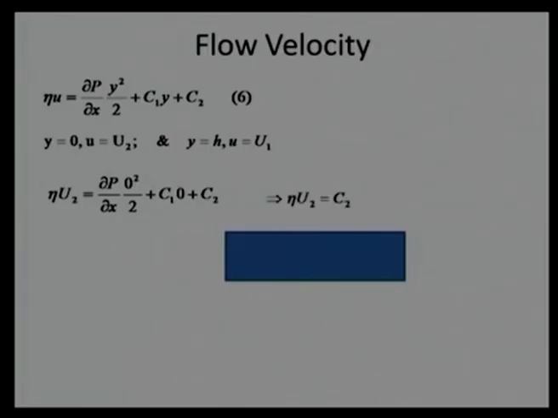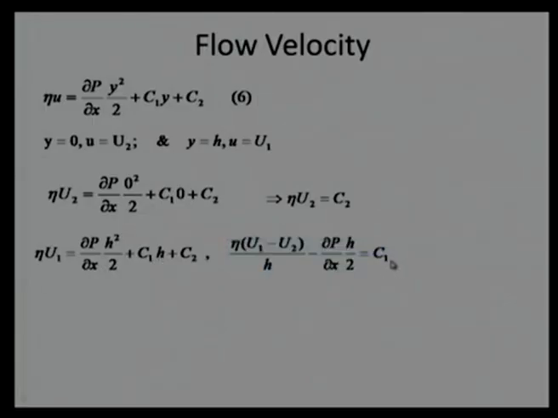Now, time comes to find out C 1, we can use another boundary condition. When y is equal to h, u is equal to u 1. As we already know what C 2 is, we can substitute the C 2 value over here. So, eta into u 2. Already there is a term eta on this side, so we can bring u to this side and say it will be u 1 minus u 2. This is a known term for the time being, and then we can determine C 1.